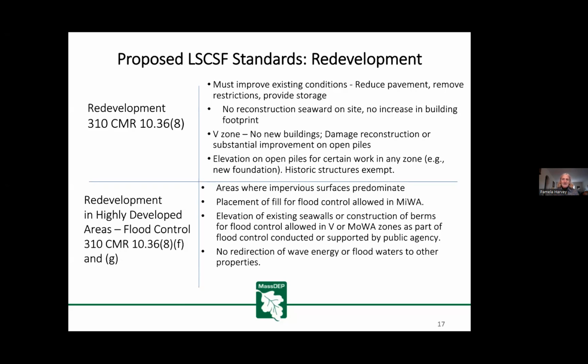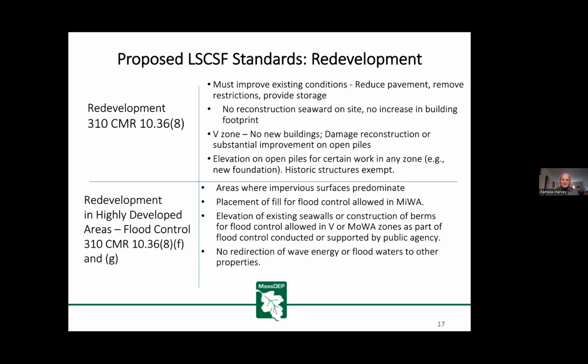So there are different provisions that apply depending on which zone it's in. So there are tighter standards for the low velocity zone, and then the areas further back. It's important to note that historic structures are exempt from the elevation requirements. And then finally, in the redevelopment section, there are two provisions allowing flood control. The highly developed areas are sort of defined as areas where the impervious surfaces predominantly have replaced natural floodplain functions. So one would allow fill for flood control purposes in the minimal wave action zone, probably berms there.